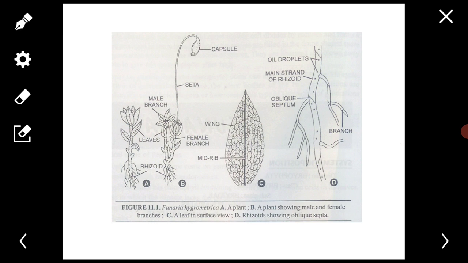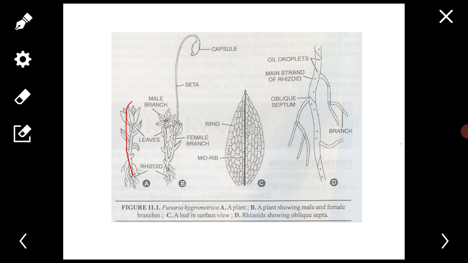The main plant body of this plant is the adult gametophyte, which consists of an erect leafy shoot, that is this. It is commonly called gametophore. Vegetative structure: in the vegetative structures, first we study the external features.